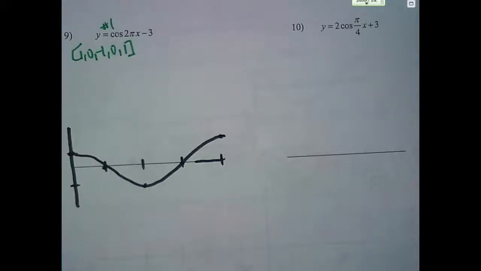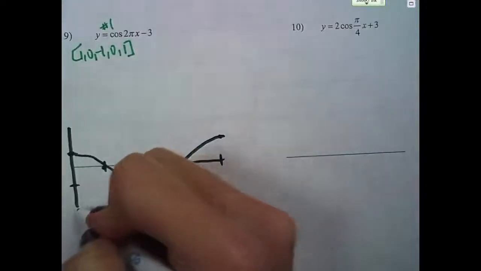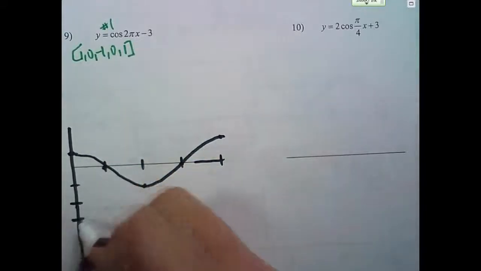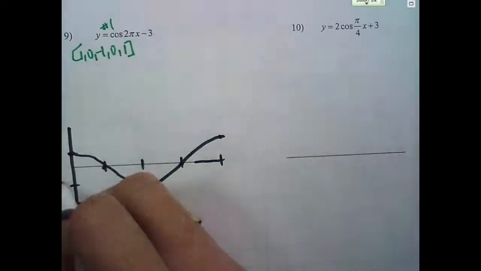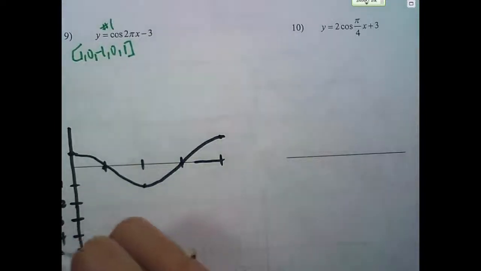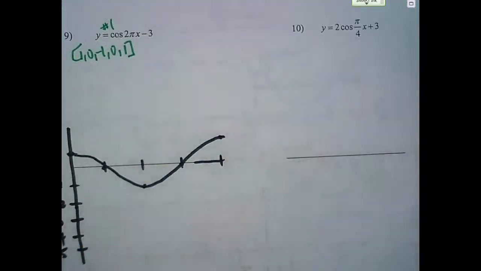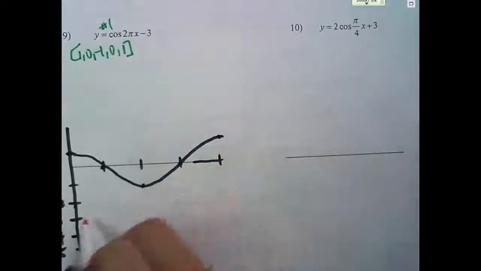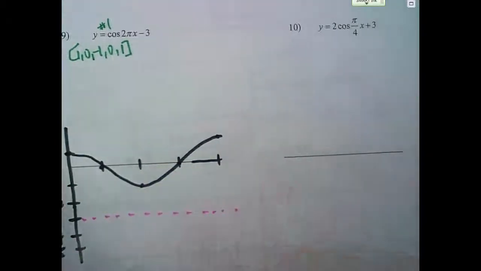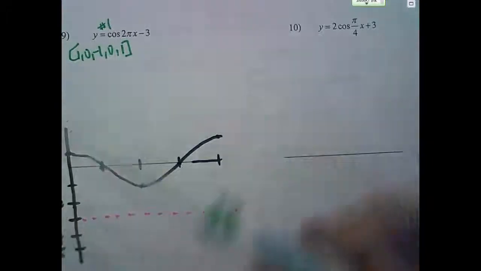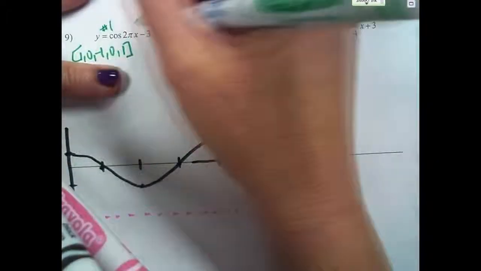Now go to step 2. What's step 2? Move it what? Down 3. That means take your x-axis and go down 3. I didn't draw it far enough, so I'm going to add some spots here. I'm going to label also while I'm there. Okay, so I'm going to take this and go down 3. So 1, 2, 3. Now this is my new x-axis. This is step 2.